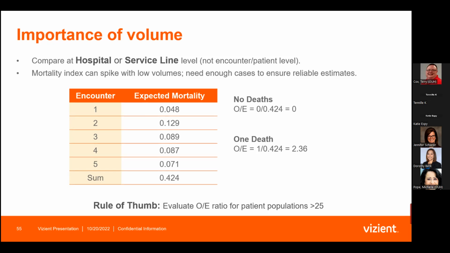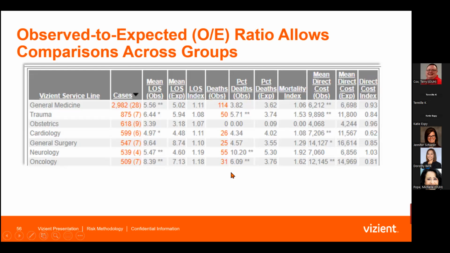No death, looks good. One death out of the 5, suddenly your O/E ratio is 2.36. So bottom line is mortality index can spike with low volumes, 52 point something. You need enough cases to ensure reliable estimates. All right, and here's another thing I want you to take into account. Instead of looking at mortality in low volume cases, you want to aggregate to look at a group of patients.